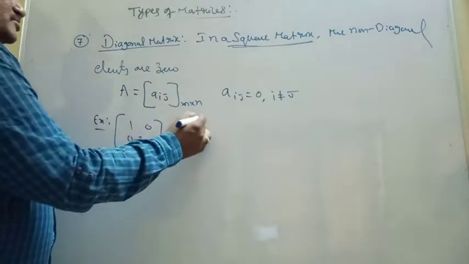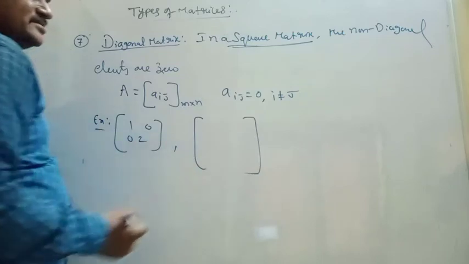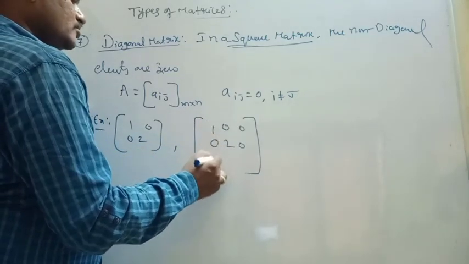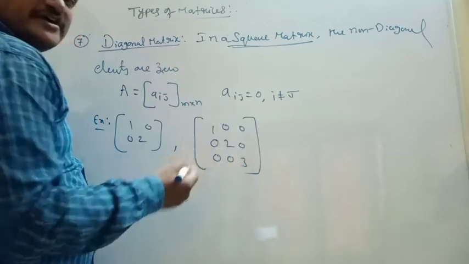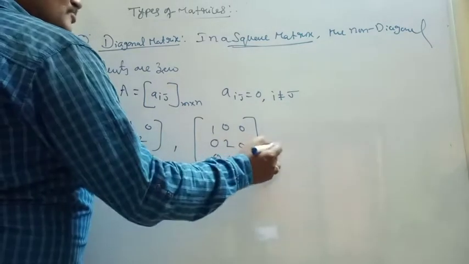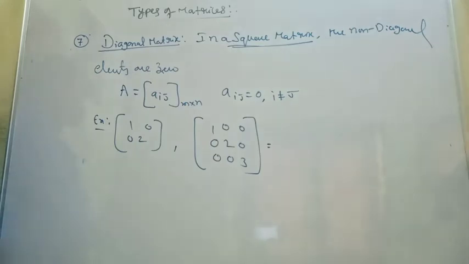Next, one more thing we have here, something like this: 1 0 0, 0 2 0, 0 0 3. This is also a diagonal matrix, such that the non-diagonal elements become 0. Now this is what you call a diagonal matrix. It is basically a square matrix in which the non-diagonal elements are 0. Such a matrix you call a diagonal matrix.